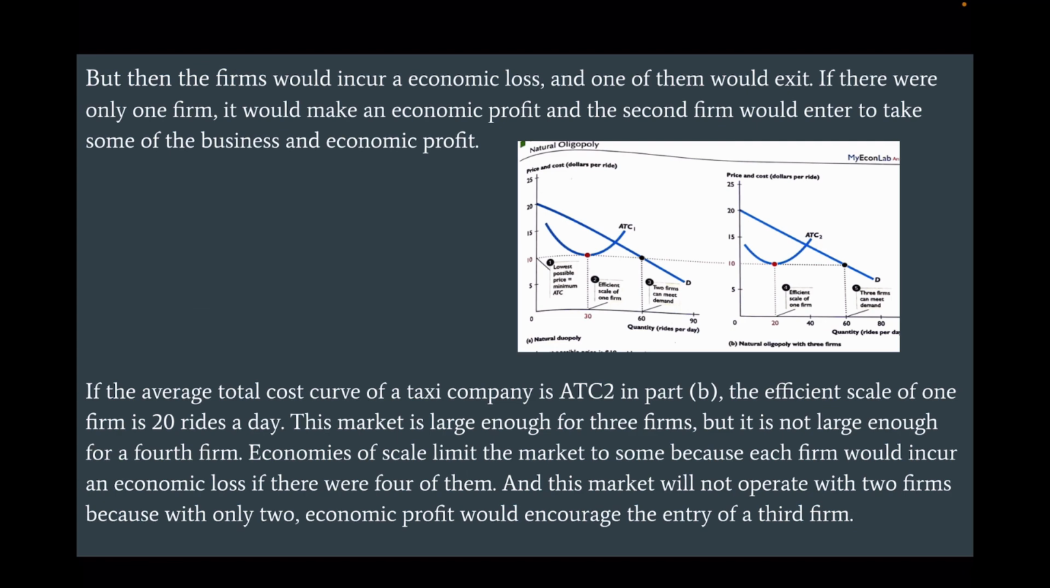Economies of scale limit the market to three because each firm would incur an economic loss if there were four of them. And this market will not operate with two firms because with only two, economic profit would encourage the entry of a third firm.